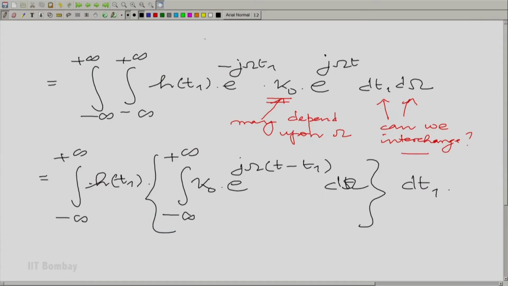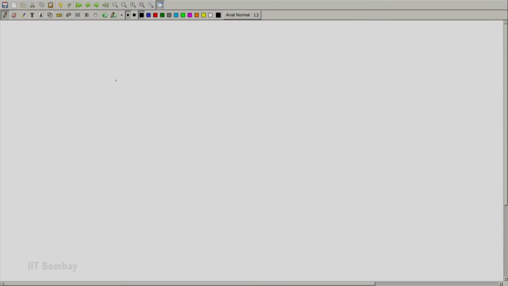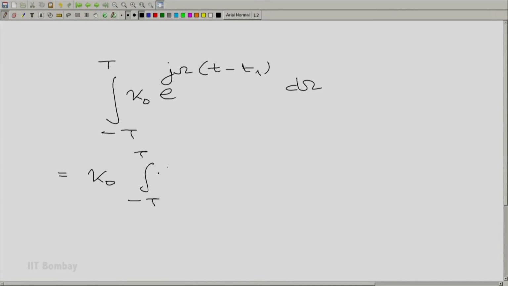So, let us observe. Let us look at this particular inner integral here. What we will do here is assume kappa 0 is independent of omega and then evaluate this integral. Evaluate, but by limits. And what do you mean by limits? Let us see. So, let us start with evaluating minus T to T kappa 0 e raised to the power j omega (t minus t1) d omega. And remember, kappa 0 is a constant, so I can pull it out. Now, this integral is not at all difficult to evaluate. In fact, we can do it right away.